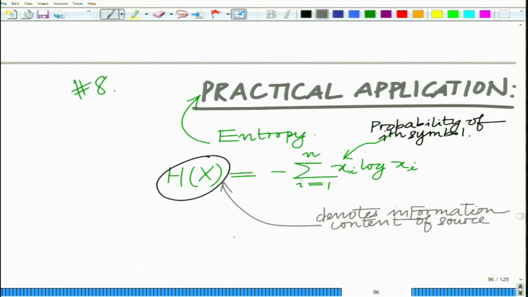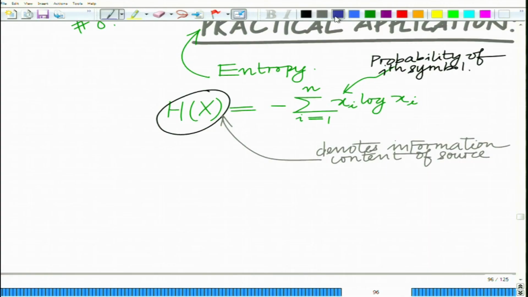That is, given a source with n symbols which have probabilities x1, x2 up to xn, what is the average information content per symbol of this source, that is given by the entropy, that is minus summation xi log of xi. And therefore, the higher the entropy, the higher the information content of the source, and therefore, we would like to maximize this entropy quantity, and that has very important applications in information theory.